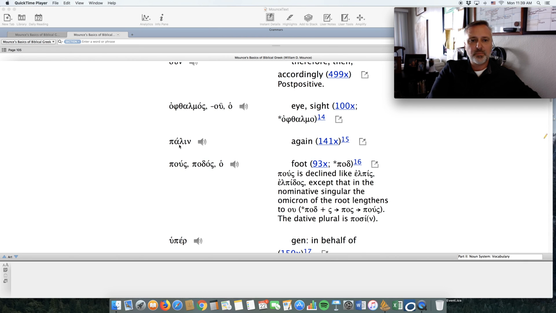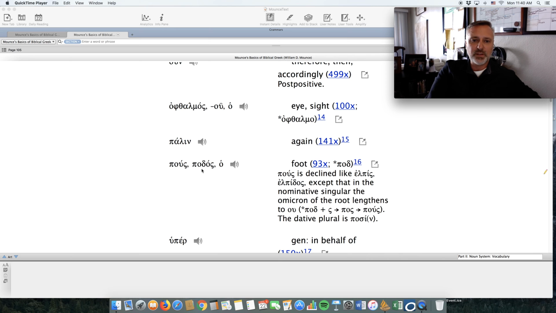Palin means again. Palin, again. Okay. Pous, ha pous means foot. Podos, notice that the stem of pous is pod, and it is a third declension noun, and so that's why it has a third declension ending, and the whole stem shows up here in the genitive singular form.